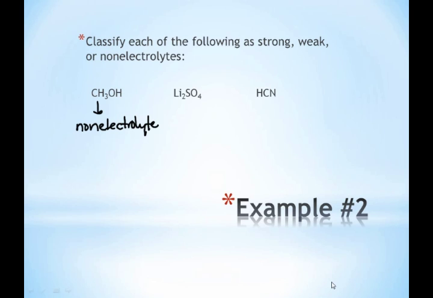Lithium sulfate is an ionic compound. We could consult the ionic compound solubility table and see lithium is an alkali metal, and all alkali metal containing substances are soluble. And so as a soluble ionic compound, it would be a strong electrolyte. HCN is an acid. It's a weak acid, and so we know that it is a weak electrolyte.